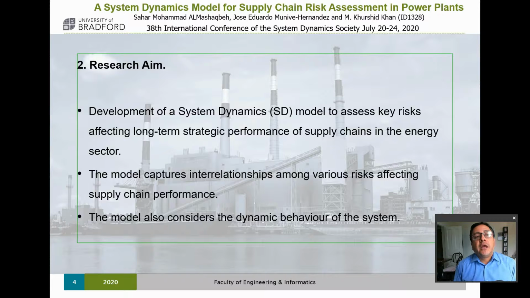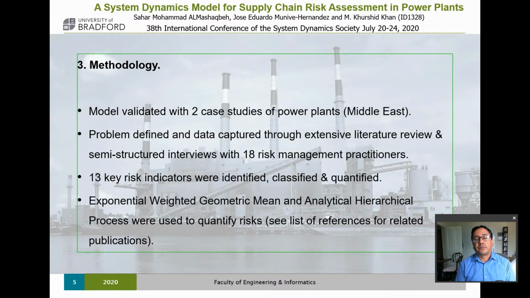So the aim of this research is to develop a system dynamics model to assess key risks affecting the long-term strategic performance of supply chains in the energy sector. The model that we have developed is trying to capture the key interrelationships existing among various risks affecting the supply chain performance. And we are also considering that the organization exists in a dynamic business environment. So this factor needs to be taken into account when carrying out a risk assessment exercise.